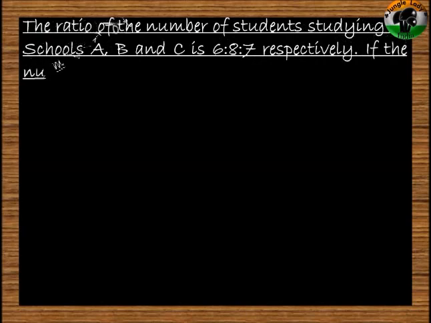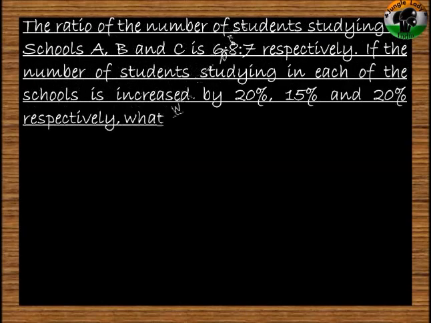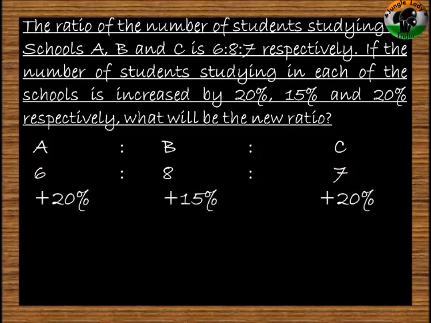Let's read out the question. The ratio of the number of students studying in a school ABC is given by 6:8:7, and their strength is increased by 20%, 15% and 20% respectively, and we are asked to find the new ratio. So it's again easy. Let's try it. A is to B is to C is given by 6:8:7. Now they are saying the ratios are increased by 20% for A, 15% for B and 20% for C. So we are asked to find the new ratio.